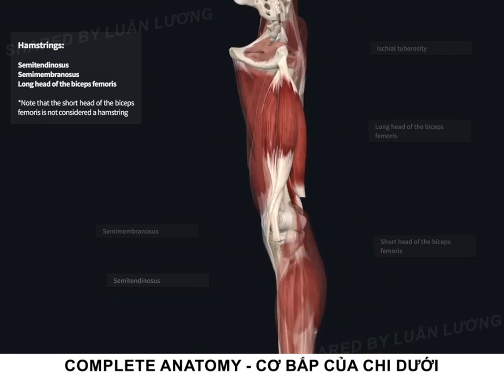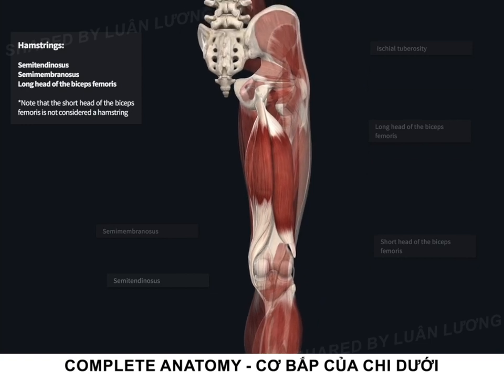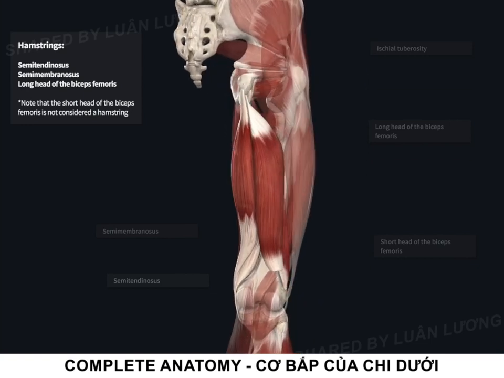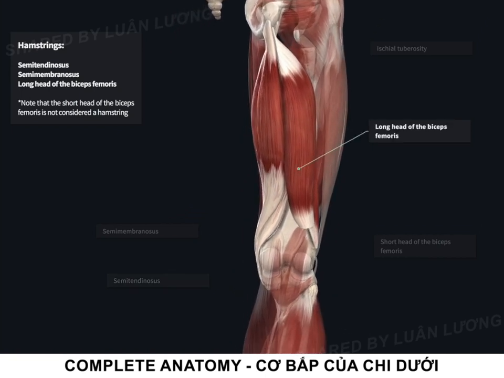These muscles are going to help extend my hip and flex my knee, which is the same action as the last of the three hamstring muscles, the long head of the biceps femoris. What I can see here is that the long head crosses the hip, but it's going to pass laterally at the knee. As its name indicates, the biceps femoris is going to have two heads.